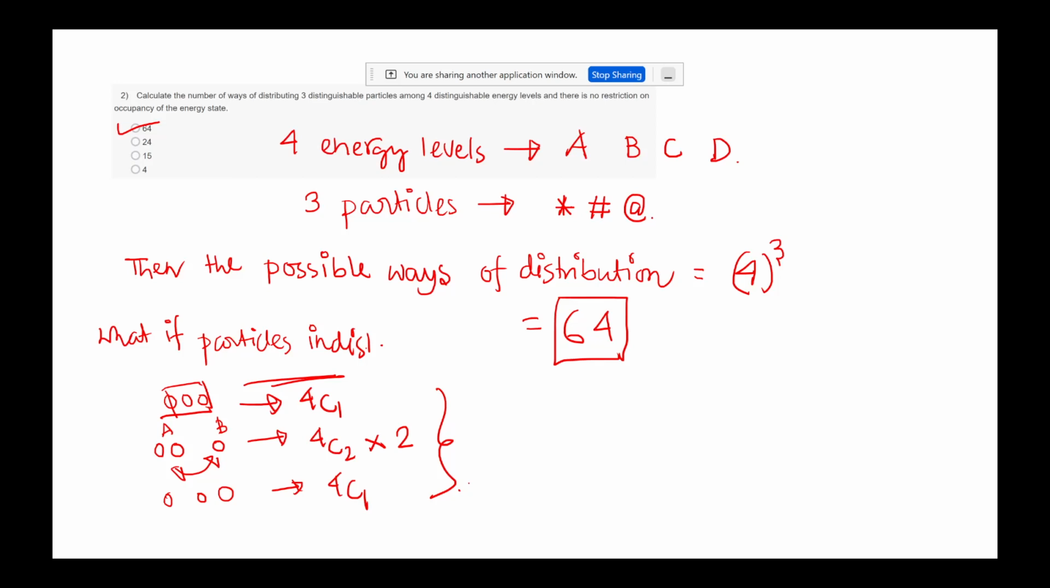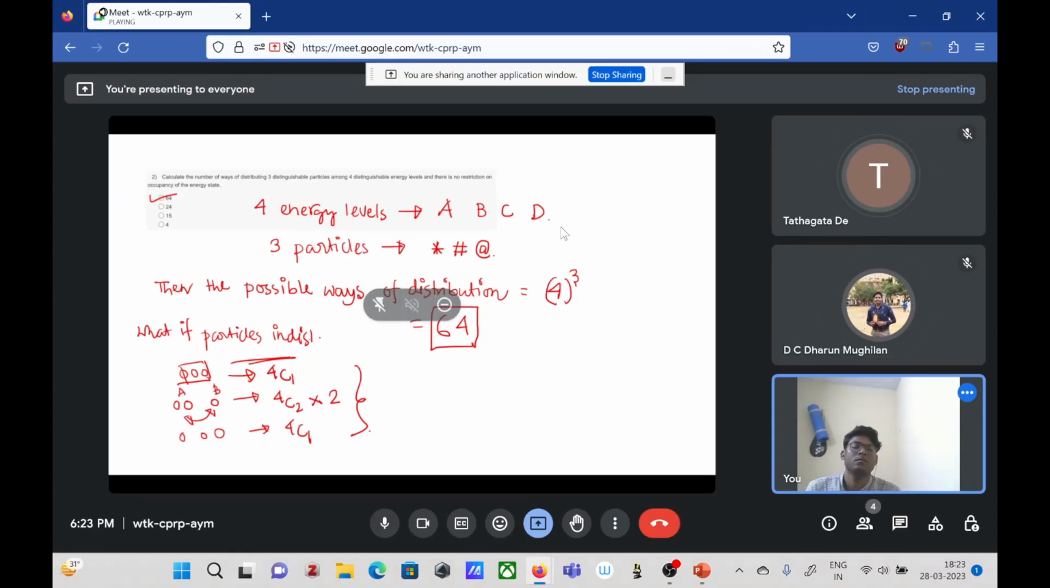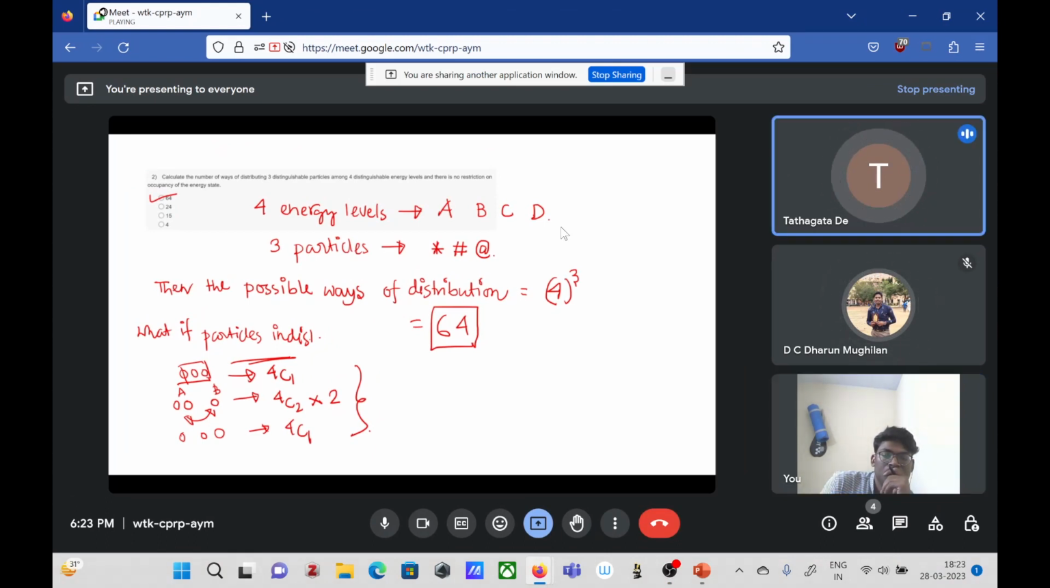Yes, sir. Now answer my question. Why isn't it 3 to the power 4? It is 4 to the power 3. Actually, here we are setting up 4 energy levels, and we are assigning each energy level to the 3 particles. So in a way, the outcomes are the 4 energy levels, the number of outcomes.